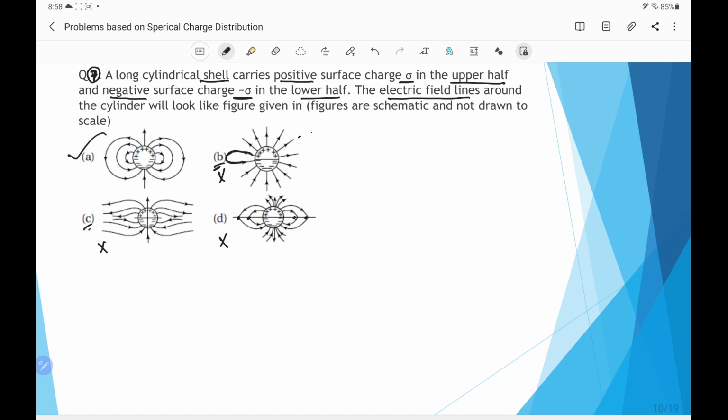Option A is the correct option. Here field lines start from positive, terminating at negative, and it is a continuous line. So option A is the correct option.